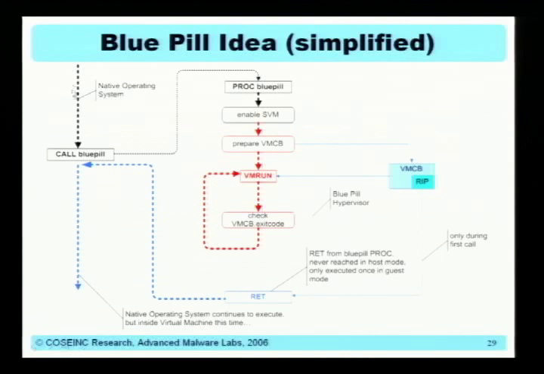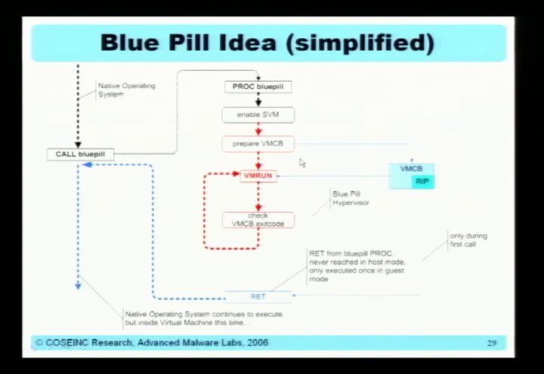This is our native operating system. Let's say it's Vista. So it is doing many different things, and suddenly it loads our BluePill code. And this BluePill code at some point, let's say, calls a BluePill function. And this function does the following. It first enables SVM mode by setting bit number 12, then prepares the VMCB in a very tricky way.